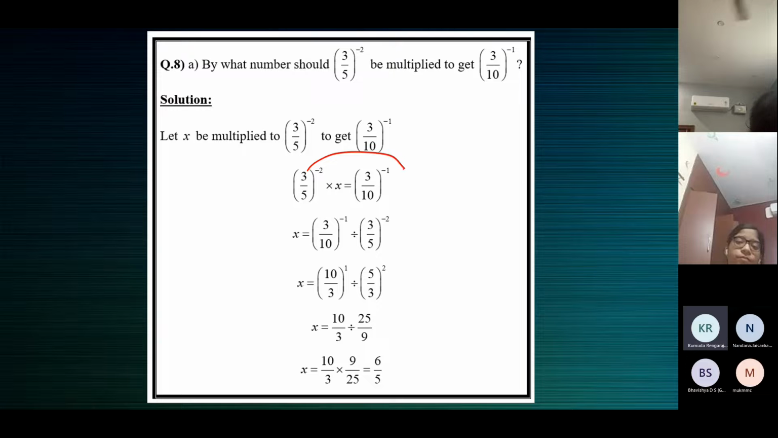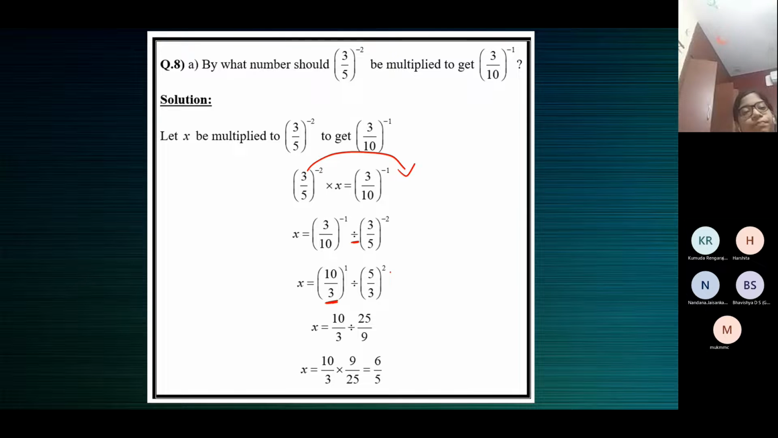So I've transposed this, and it comes to the other side with the division sign, divided by (3/5)^-2. Now I'm making the negative powers positive, because I want to simplify. So (3/10)^-1 is (10/3)^1, divided by (5/3)^2. See, I'm not changing the division sign to multiplication.